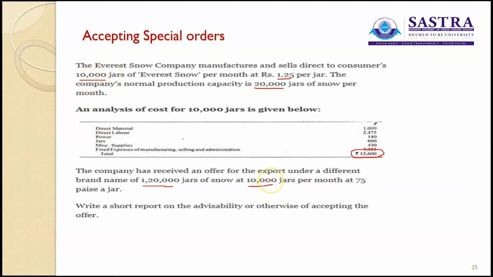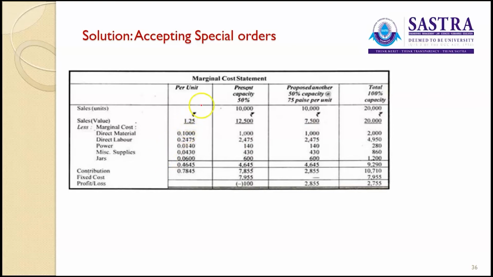Now with a special order we are going to produce another 10,000 to meet your normal capacity of 20,000 jars. See here, marginal cost statement. Per unit they have given here: sales price is 1.25, and we have direct material, direct labor, power, miscellaneous supplies, and a jar. Now the present capacity is 50% for 10,000 units. Multiplied by the respective units, we have this amount: 1,000, 2,475, 140, 430, and 600. So you have a total of 4,645.